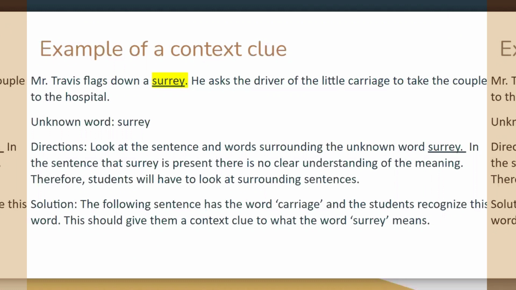So they know they need to move on to either the sentence before or the sentence after. So there is no sentence before because this was a new paragraph. So they know they have to go to the next sentence. He asks the driver of the little carriage to take the couple to the hospital. Well, as soon as they saw a little carriage, they knew immediately that was the synonym for surrey. So doing this is just part of being a great reader.